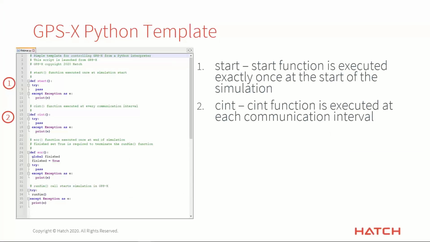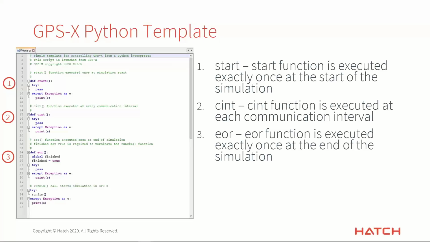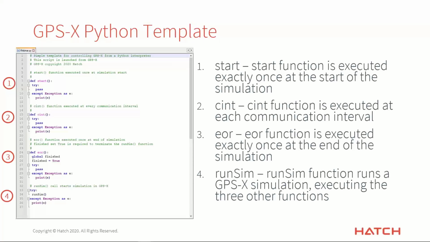The final function definition in the GPSX template is the EOR function. Now the EOR function will be executed exactly once at the end of the simulation, just like how the start function will be executed exactly once at the start of the simulation. The final thing in the template is the runSim function call. Now this function is what actually is responsible for executing the Python script and then executing GPSX, what causes GPSX to run. And it does that by calling the 3 function definitions in their appropriate order through the simulation.